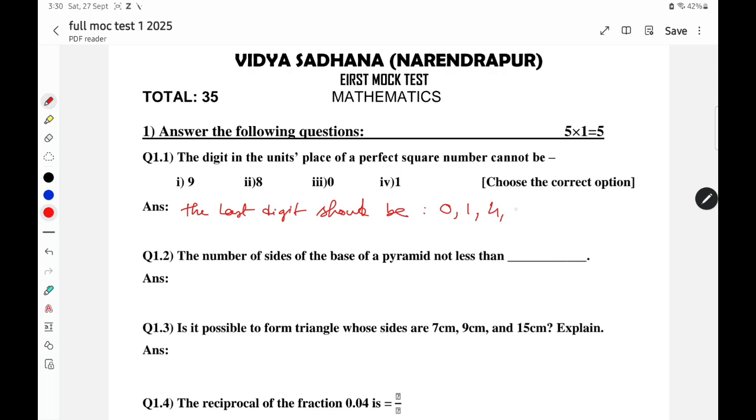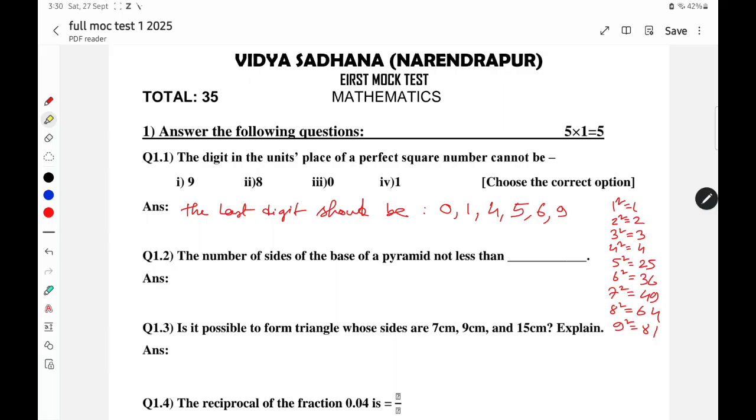4, 5, 6, 7 not come, 8 not come, 9 and 0 is already. So these digits will come for the unit digit in the perfect square. Why? Because 1 square equal to 1, 2 square equal to 4, 3 square equal to 9, 4 square equal to 16, 5 square equal to 25, 6 square equal to 36, 7 square equal to 49, 8 square equal to 64 and 9 square equal to 81.